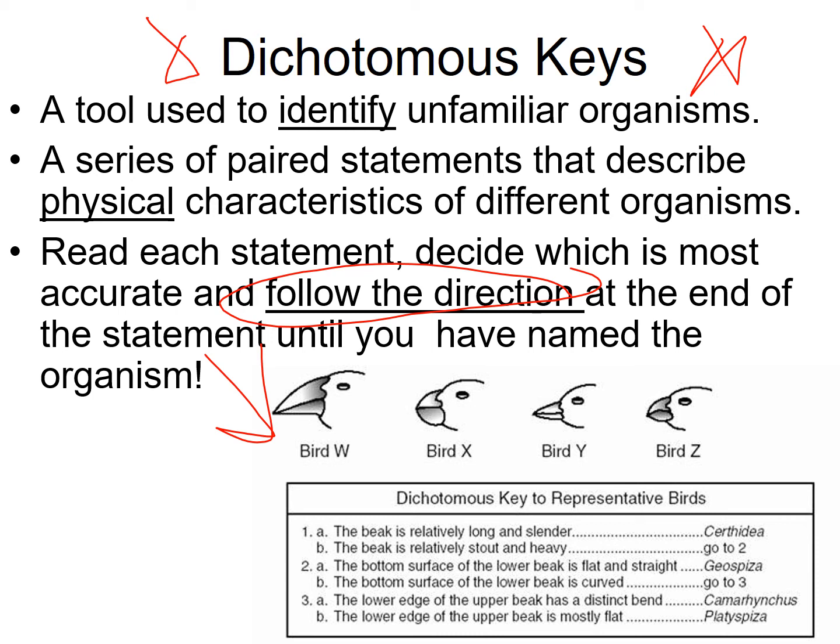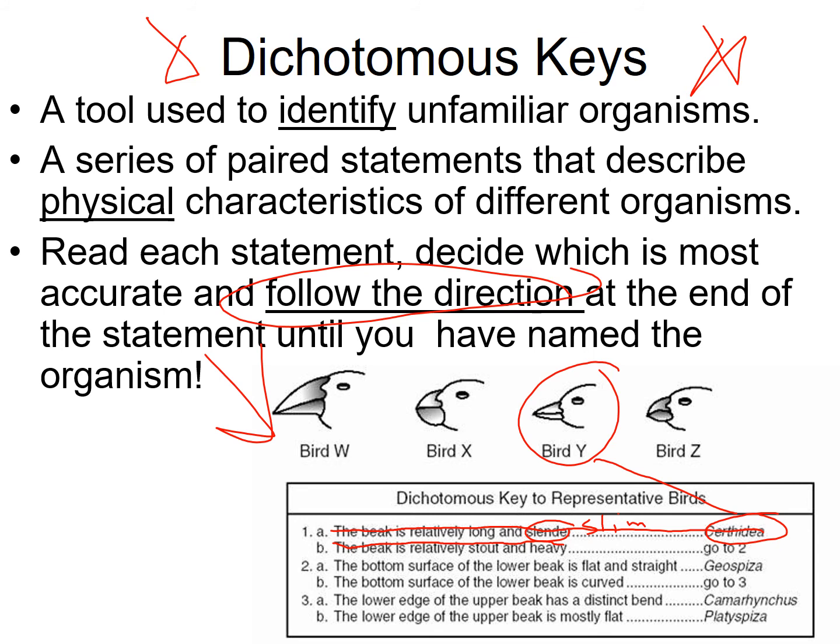I want you to be able to see this. So we always start from number 1, and we always start from A. It says the beak is relatively long and slender. Slender means slim or skinny. There's only one that has a long beak and it's skinny, and that's bird Y. So bird Y's name is this. So I can mark off A because we already finished it.